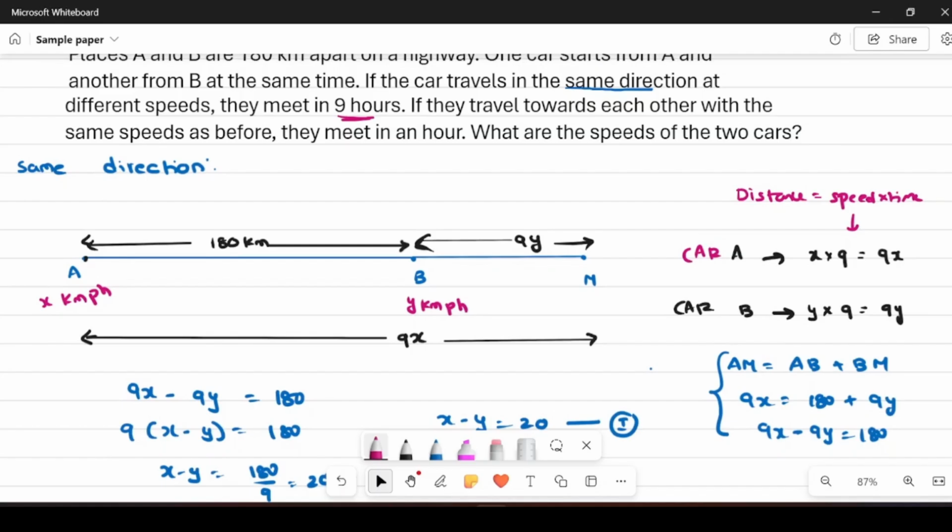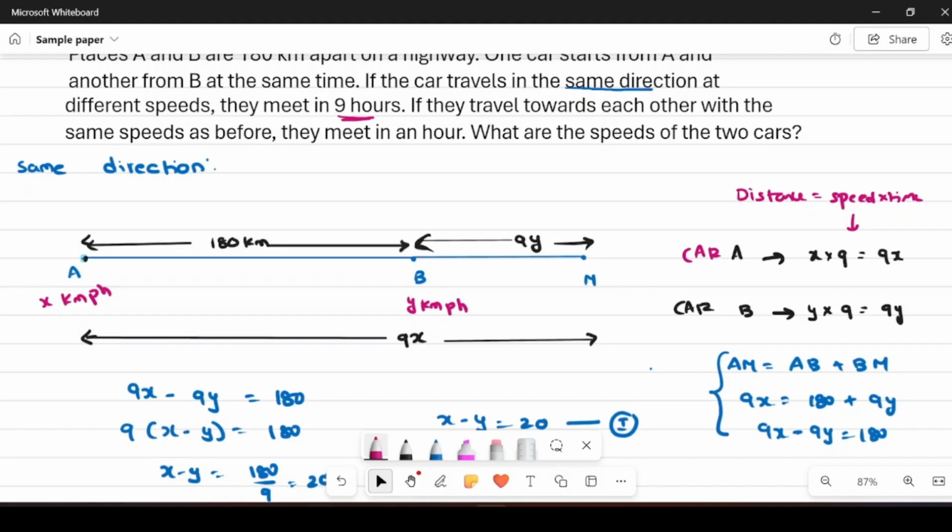So explaining once again, two cars are starting at points A and B and they are going in the same direction. If they are going in the same direction, they are going to meet after point B itself. Now we know the distance between A and B is 180 kilometers. So we are just calculating the distances and writing the equation in terms of distance. That's all, nothing else here.